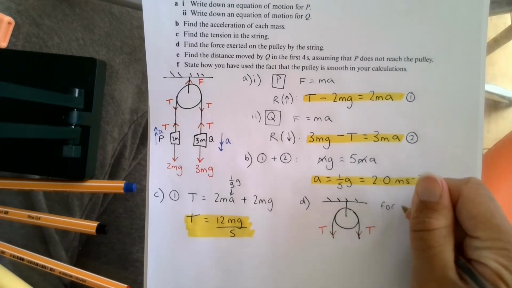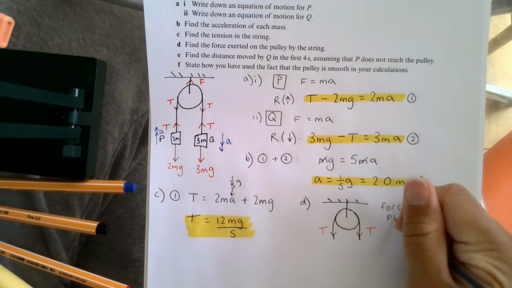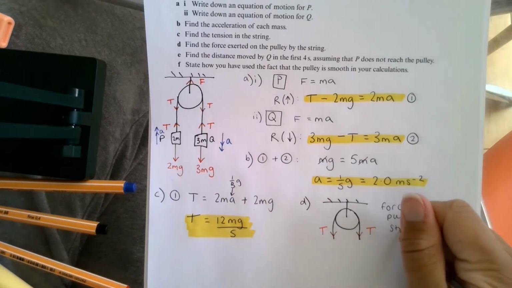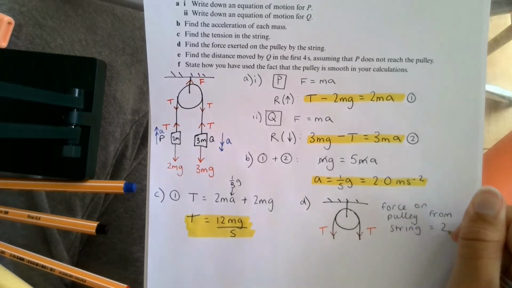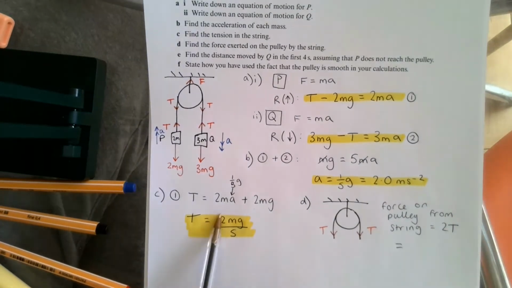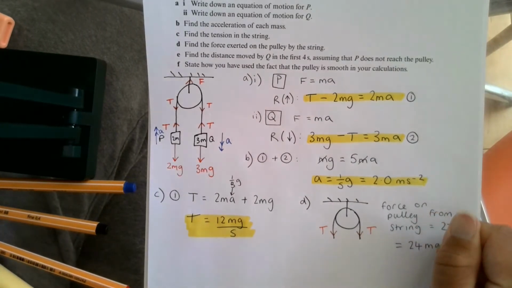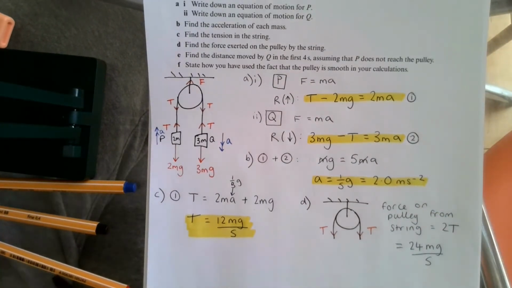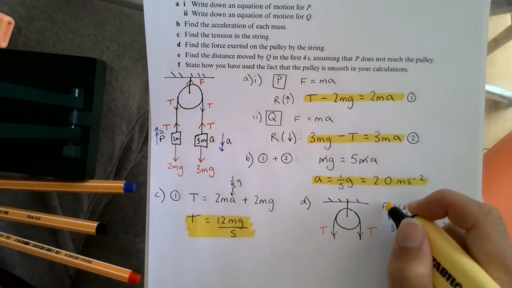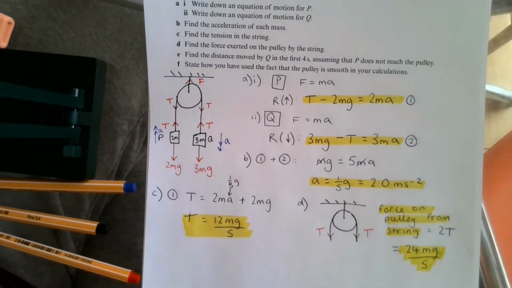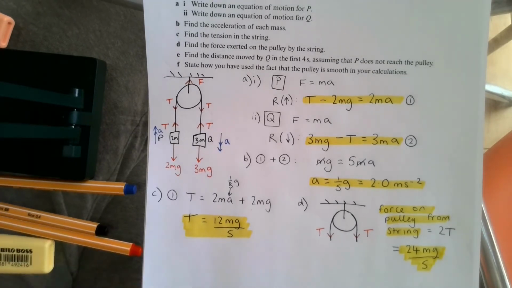So the force on pulley from string equals 2T. And we've just worked out what T is, so we want 2 of those, which is 24mg over 5. So that's my force on the pulley from the string, 24mg over 5.